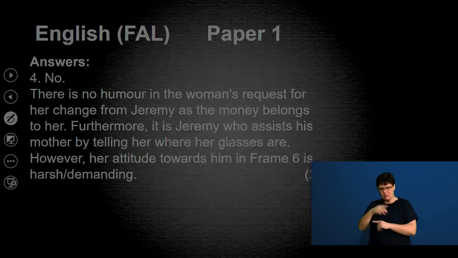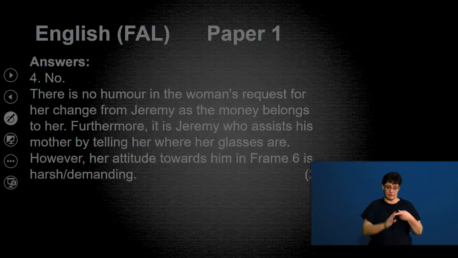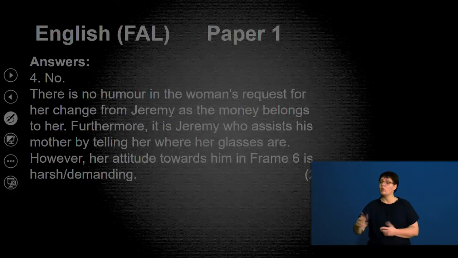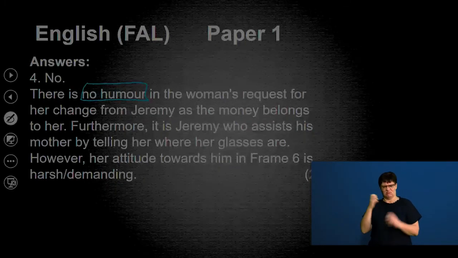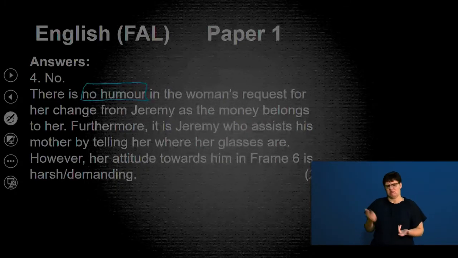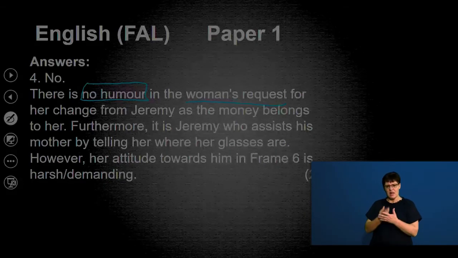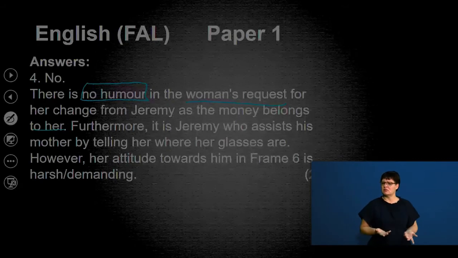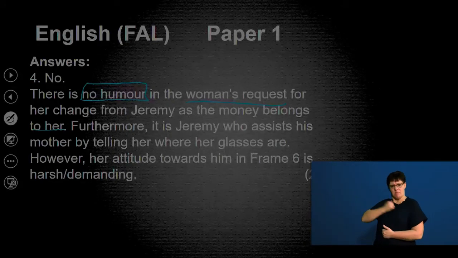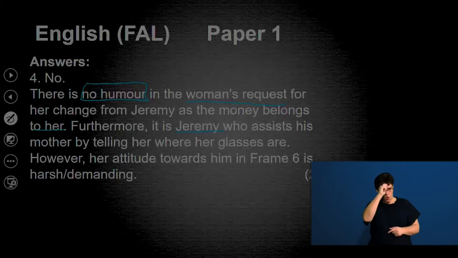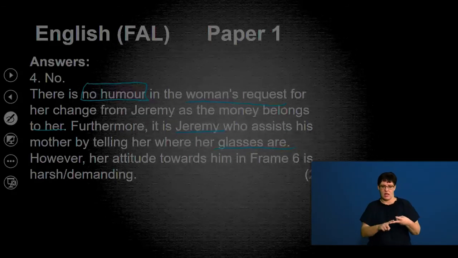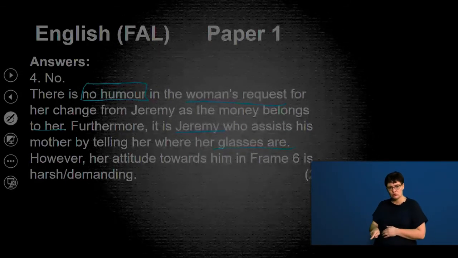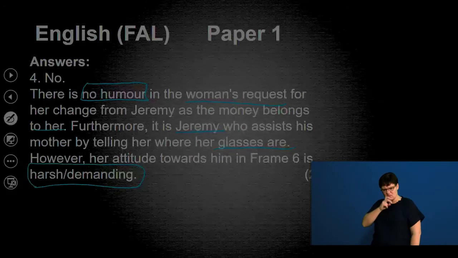Then you could also have a no response. Remember, you either agree or disagree. It's a do-you-think question. If you think that there was no humor in frame 6, you could say yes, there is no humor. The woman's request for her change from Jeremy, as the money belongs to her. So she's basically asking back for the money that belongs to her. Furthermore, it's Jeremy who assists his mother by telling her where her glasses are. However, her attitude towards him in frame 6 is harsh and demanding.